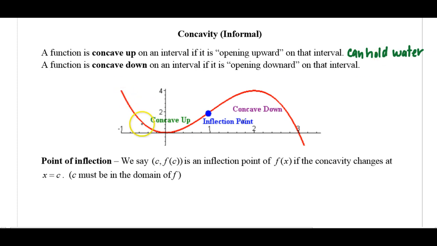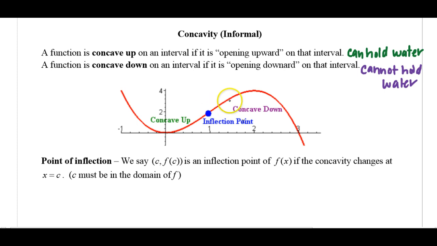So on the left side of this graph here, I have a concave up interval. So from -1 to 1 on this graph can hold water. It is considered to be concave up, opening upward. And on the other hand, a function is concave down on an interval if it is opening downward on that interval. So in other words, that portion of the graph cannot hold water.